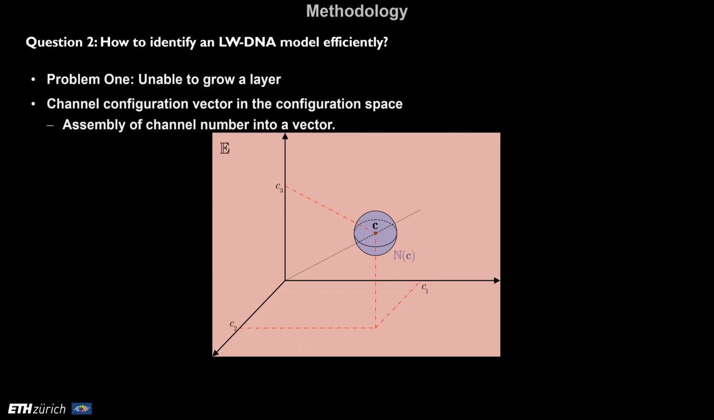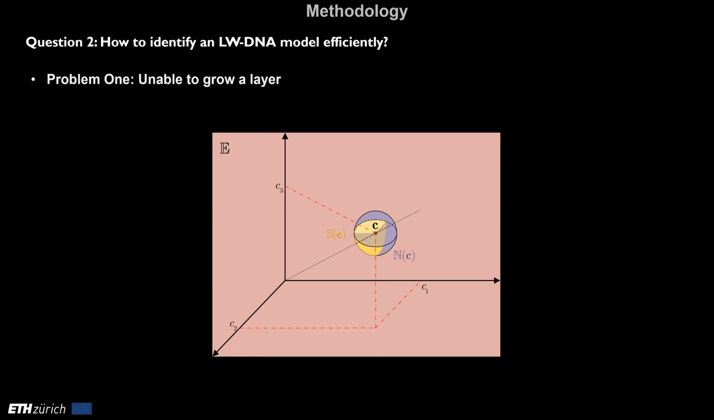And our aim is to search within the neighborhood of the configuration vector. If a single-shot pruning method is used, then the search space is only confined to a subspace of the neighborhood. So it is only possible to reduce the number of channels. But keeping in mind that we also want to increase channels.